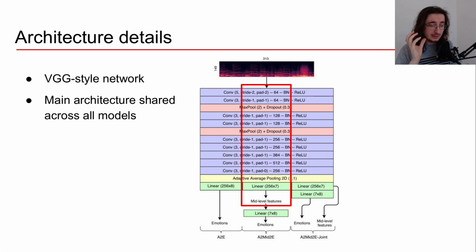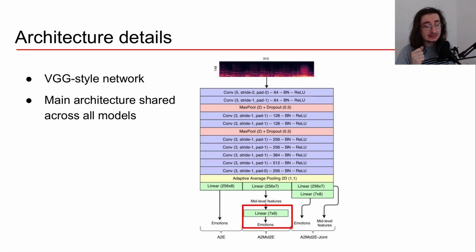So the researchers train the mid-level feature predictor first, and then they train a second model, which is a linear regression model that takes the 7 mid-level features as input, and it provides an output with 8 units, which once again are the 8 different emotions.